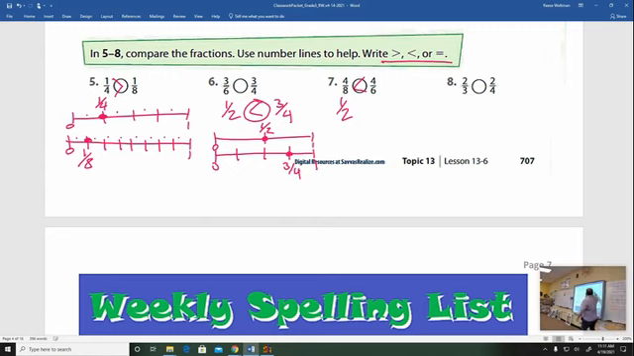Now what about 2/3 and 2/4? First of all, what is 2/4 equivalent to? 1/2. That's right. That's also 1/2. So which is greater, 2/3 or 1/2? 2/3.